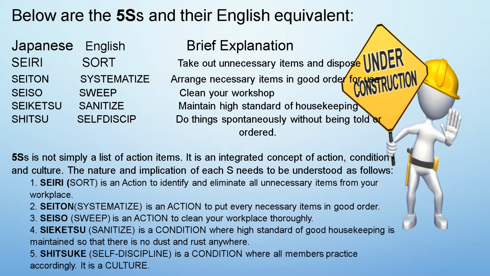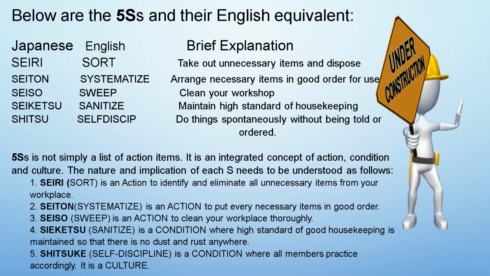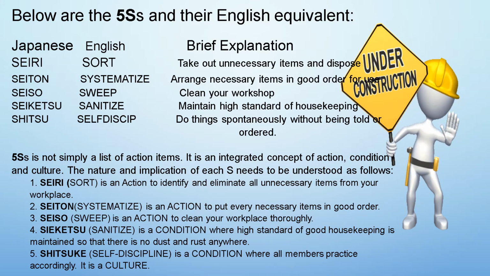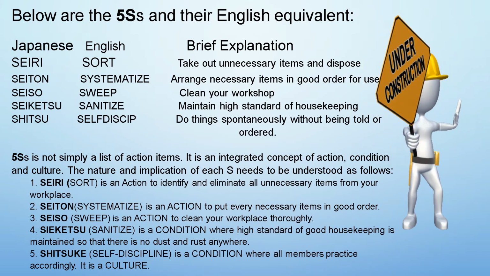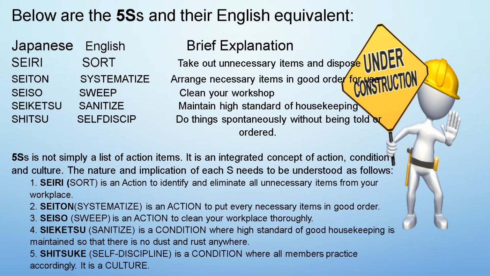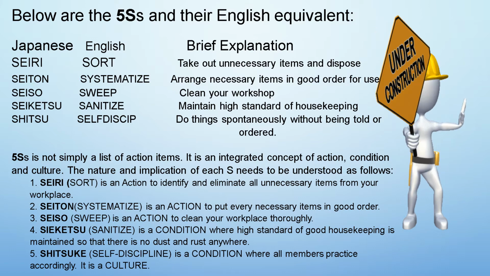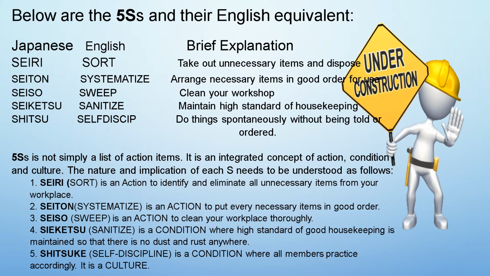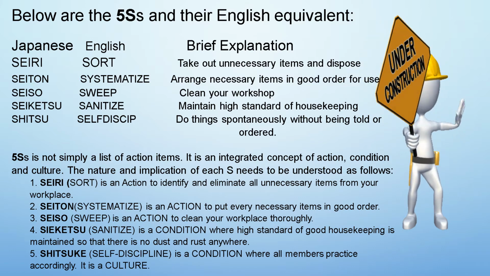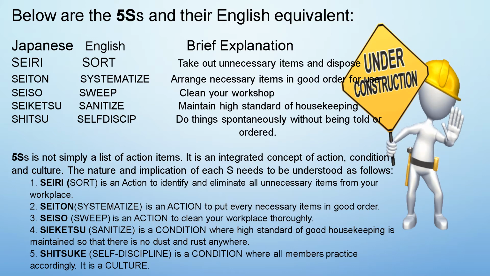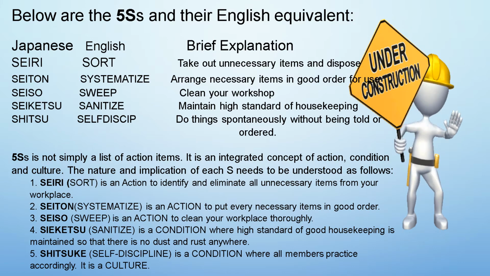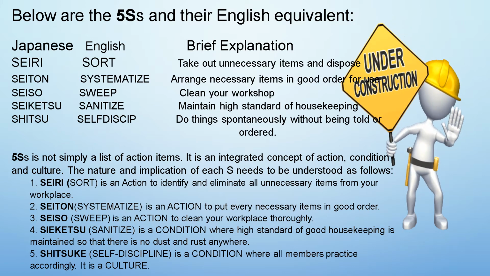Okay, below are the 5S and their English equivalent. So here we have Japanese, English, and a brief explanation. For example, in Japanese, we have Seiri. In English, sort. In brief explanation, take out unnecessary items and dispose. Seiton, systematize: arrange necessary items in good order to use.